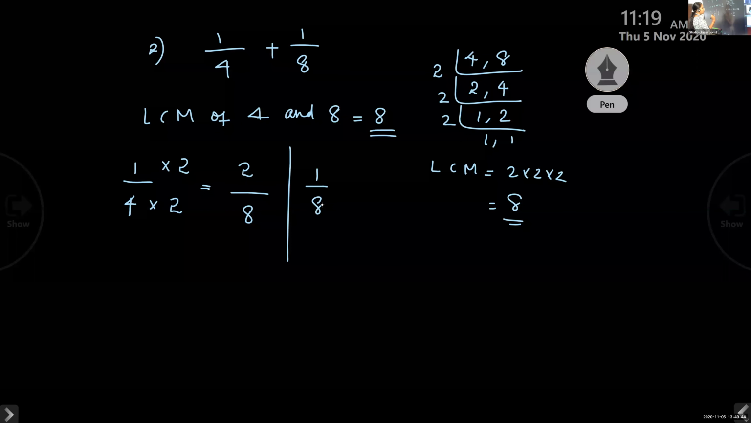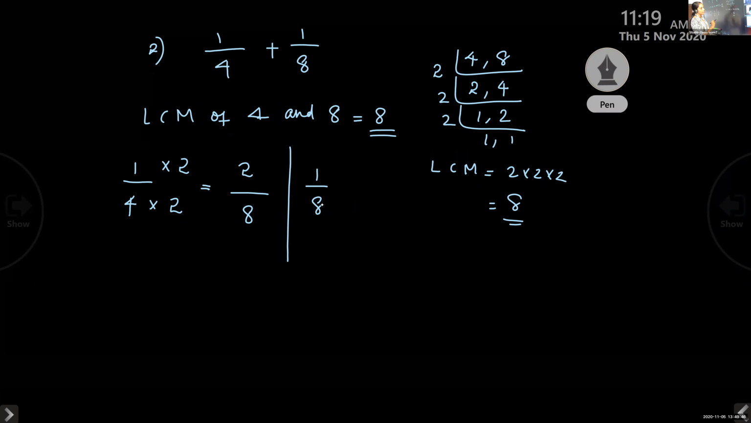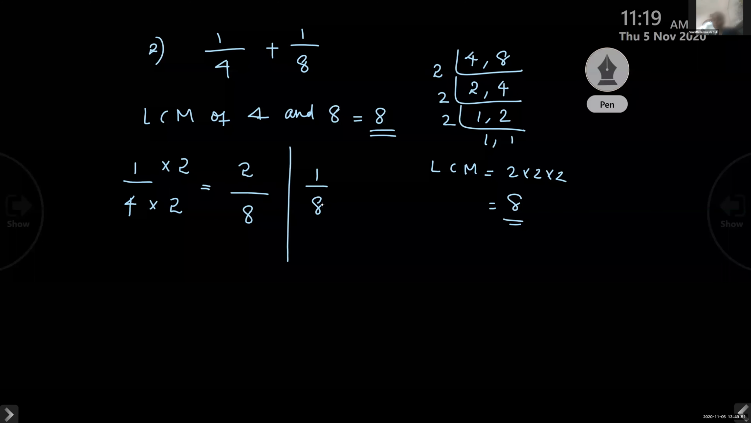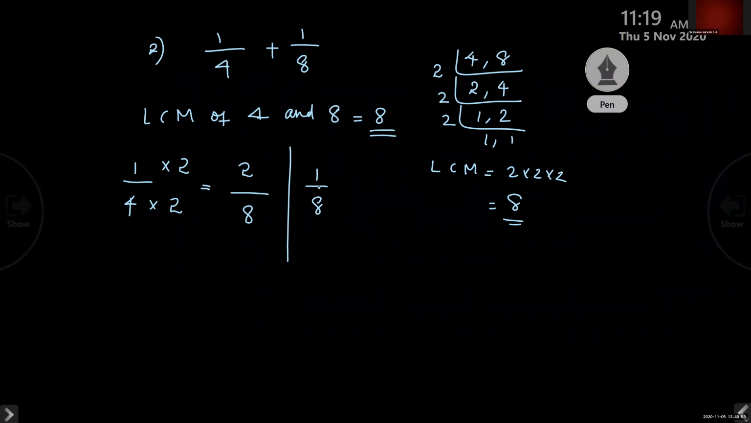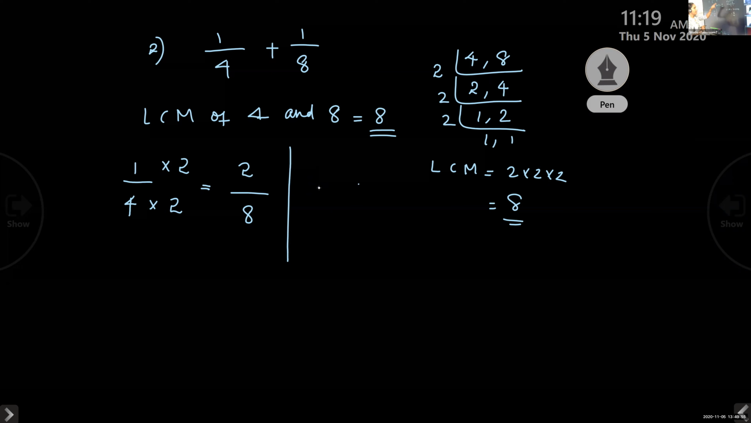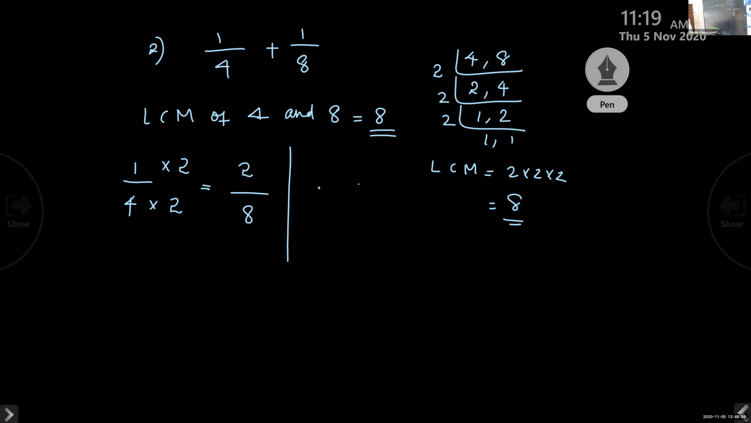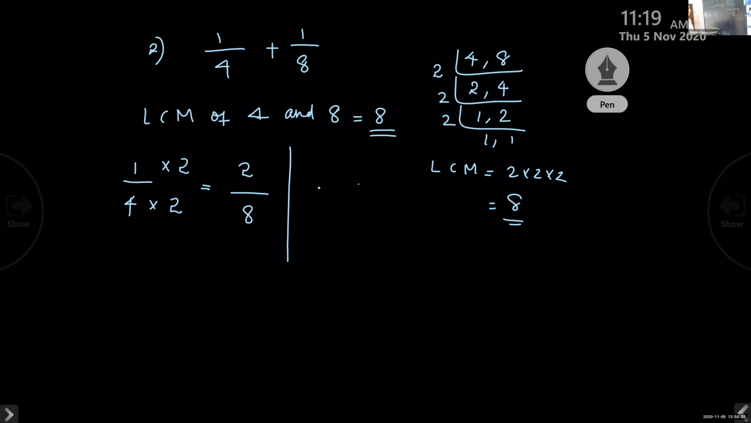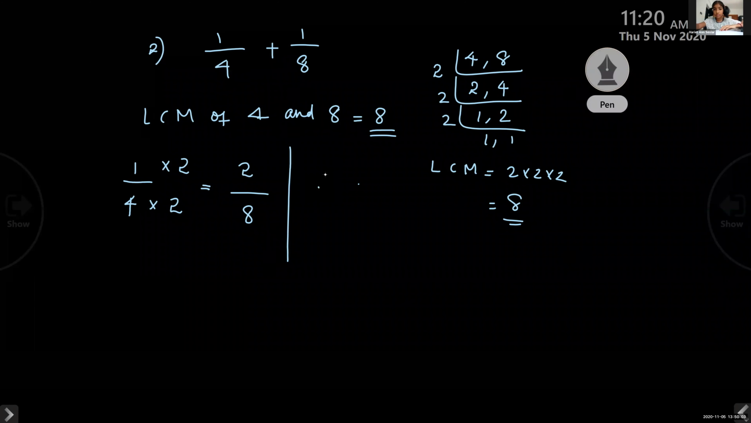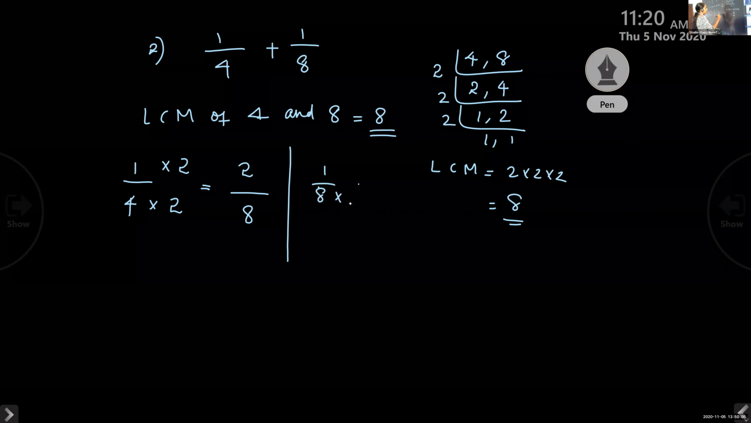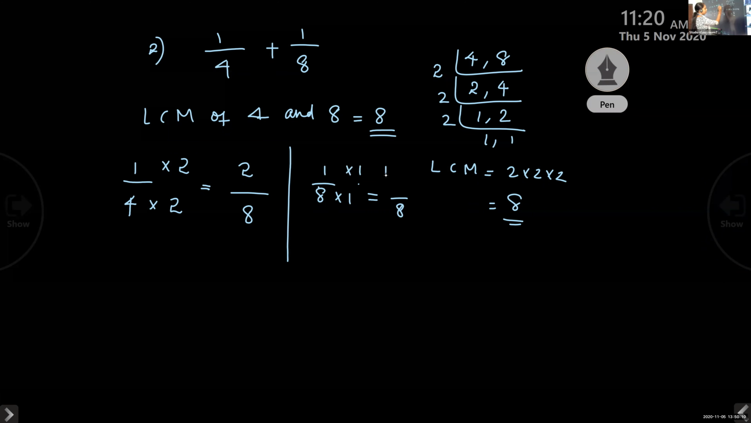1 by 8 is already the same number as the LCM. Is there any need for multiplying that? No, ma'am. 1 by 8 stays as it is, because 8 is the LCM. So no need of taking it again. Clear? Did you understand? If you multiply 1 by 8 into 1, it is the same. So is there any need for multiplying that 1? No, ma'am. So it is 1 by 8.